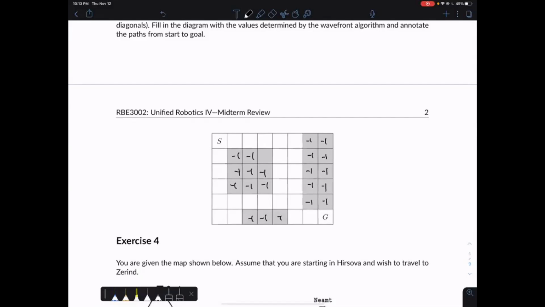Those are supposed to be -1s. Let's pretend that anything that is gray is a -1. All right, cool. And then the next step is just putting in our weights, right? So at our goal, we have a weight of 1 because that is a distance of 1 from itself. And then we can just start adding in numbers.